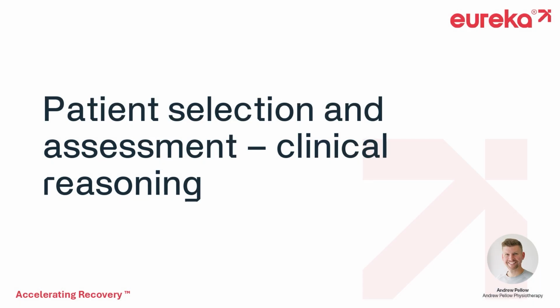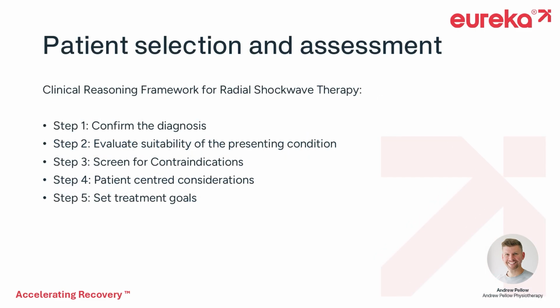Patient selection and assessment, clinical reasoning. Patient selection and clinical reasoning are key for safe and effective use of radial shockwave therapy. The evidence shows that outcomes depend not just on applying the device, but on choosing the right patient with the right diagnosis at the right stage. To help achieve this, the following clinical reasoning framework for radial shockwave therapy may be useful. Step 1, confirm the diagnosis. Step 2, evaluate suitability of the presenting condition. Step 3, screen for contraindications. Step 4, patient-centered considerations. And Step 5, set treatment goals.